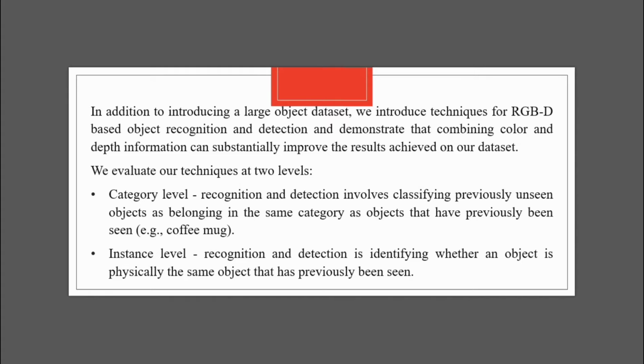The ability to recognize and detect objects at both levels is important if we want to use such a recognition system in the context of tasks such as service robotics. For example, identifying an object as a generic coffee mug or as Amelia's coffee mug can have different applications depending on the context of the task.